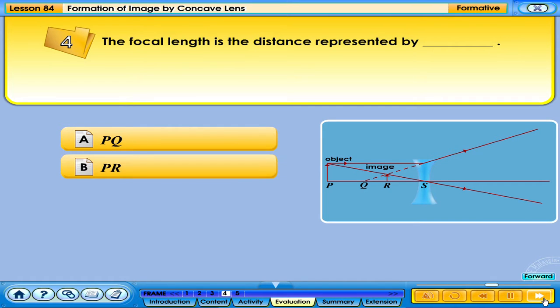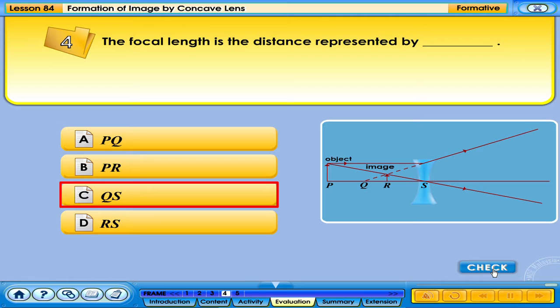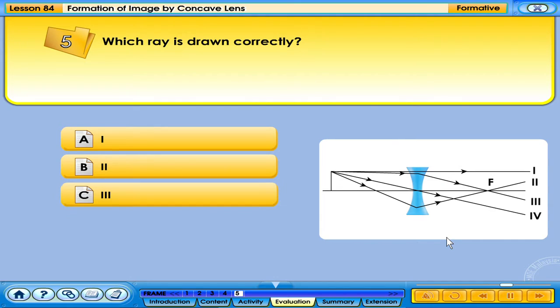A. PQ, B. PR, C. QS, D. RS. Your answer is correct. Which ray is drawn correctly? A. 1, B. 2, C. 3, D. 4.